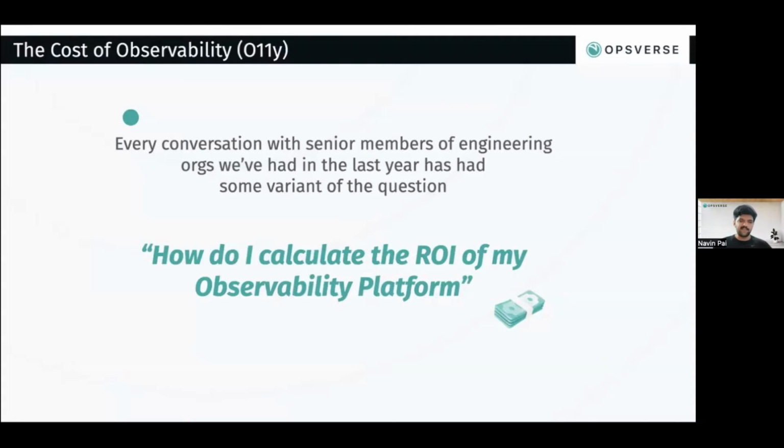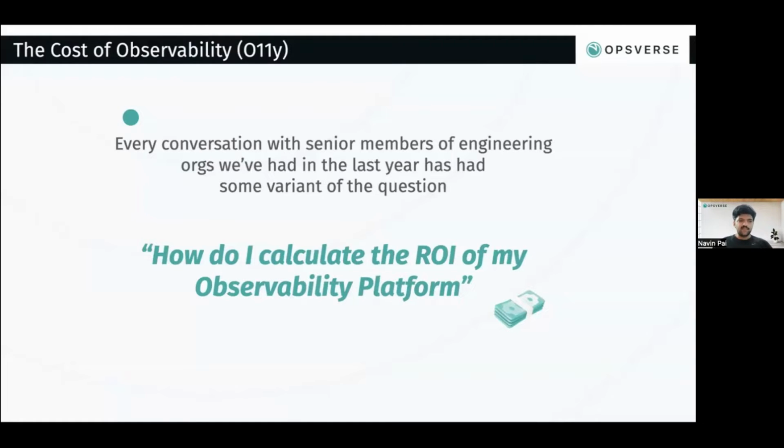Where basically they're saying we're spending X dollars per month on observability, on whatever they classify under observability. And they're trying to understand, is that the right amount of money? Do I need to spend more? Do I need to spend less? How do I right size my observability platform as a whole, right? And that is a very hard question to answer. We will look at this question again at the end of this talk and see whether we can come up with a good answer for how do I calculate the ROI of my platform, right?